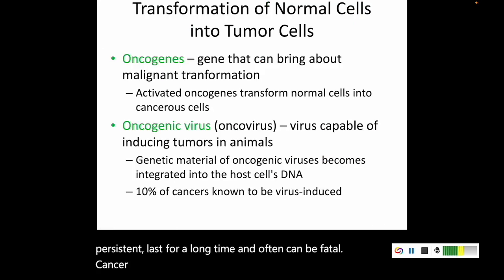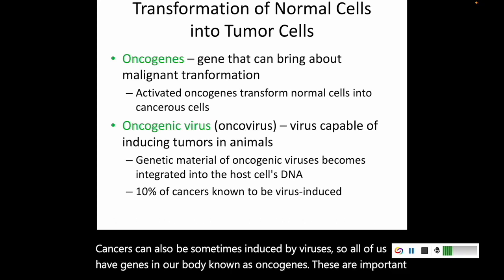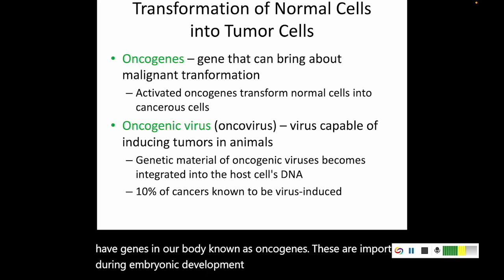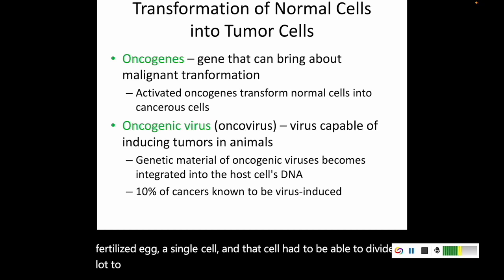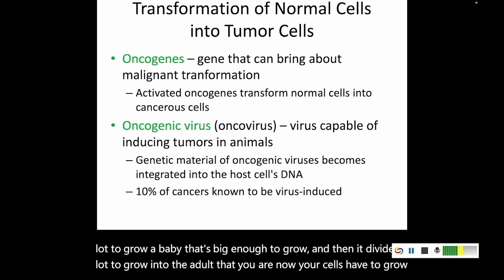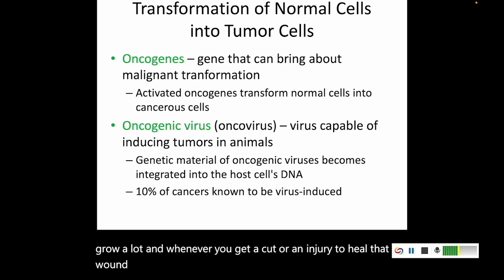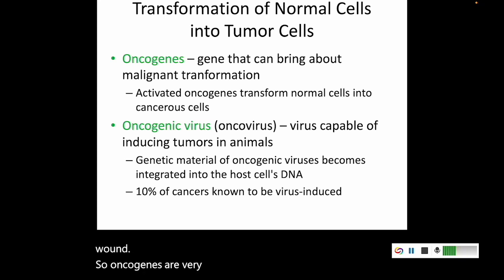Cancers can also be sometimes induced by viruses. So all of us have genes in our body known as oncogenes. These are important during embryonic development. I imagine you started off as a fertilized egg, a single cell, and that cell had to be able to divide a lot to grow a baby that's big enough to grow. And then it divided a lot to grow into the adult that you are now. Your cells have to grow a lot whenever you get a cut or an injury to heal that wound. So oncogenes are very important because they let our cells grow when they need to grow.